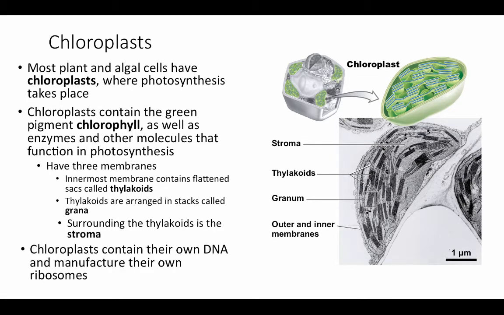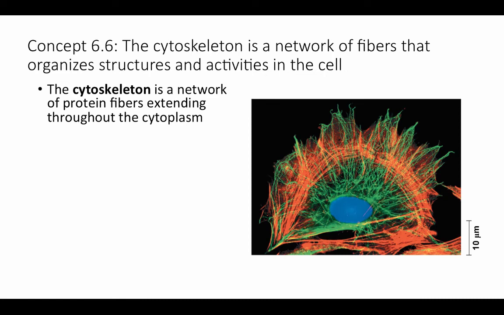So again, chloroplasts contain their own DNA and manufacture their own ribosomes, just like mitochondria do, which further supports that endosymbiont theory that these were once freely living, independent prokaryotes. So now let's shift gears a bit and think about the cytoskeleton.